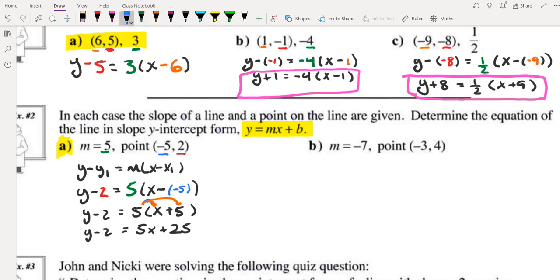Next, we move the negative 2 to the other side by adding 2. So I'll go plus 2 to this side, plus 2 to this side, and we end up with y is equal to 5x plus 27. Put a little box around it. So it comes in handy to know the equation in this format. So pause the video and try B and see if you can do the same thing.